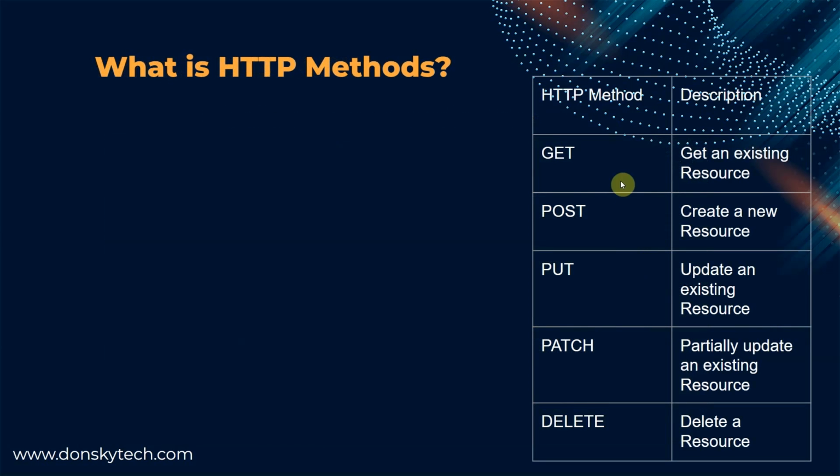REST architecture uses HTTP methods to manipulate server resources. A resource refers to information that can be manipulated by the client. For example, if we are running a library system, then one resource could be a book. Or if we are running a car dealership business, then it could be a car.